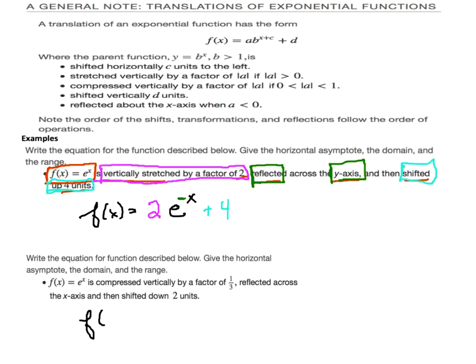Same thing here. We'll start out with e to the x. This time, we want to vertically compress by 1/3. Reflect across the x-axis. That happens on the outside of the function. And then shift down 2, -2. There we go.